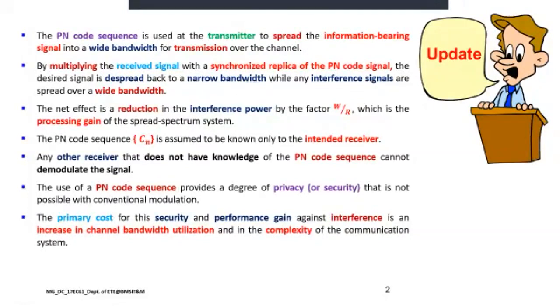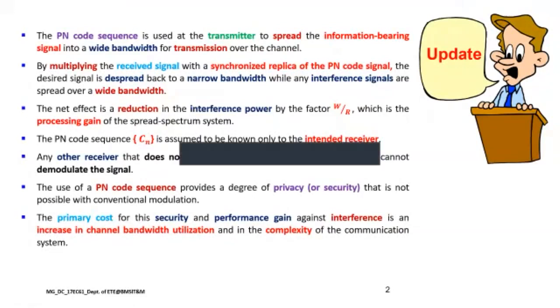I said that the pseudo noise sequence is assumed to be known only to the intended receiver. The people who do not have this code will not be able to get the desired information signal. So the use of the pseudo noise code sequence provides a high degree of security, which is not possible in the conventional communication system.